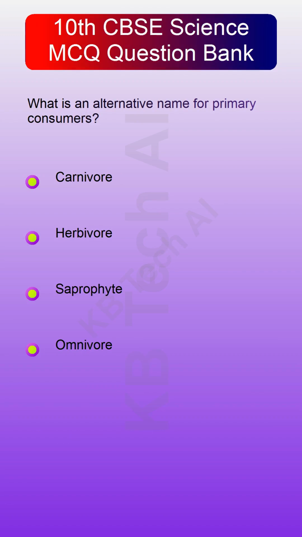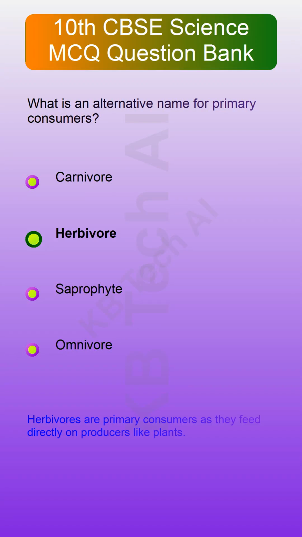What is an alternative name for primary consumers? Option 1, carnivore, option 2, herbivore, option 3, saprophyte, option 4, omnivore. The answer is, option 2, herbivore.